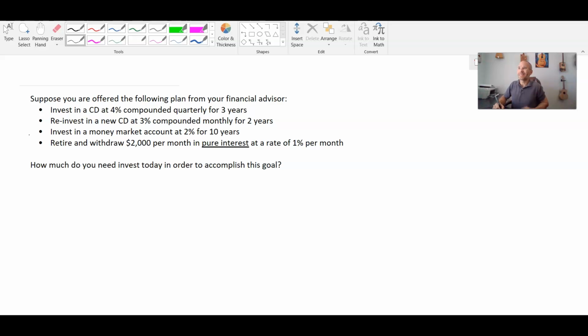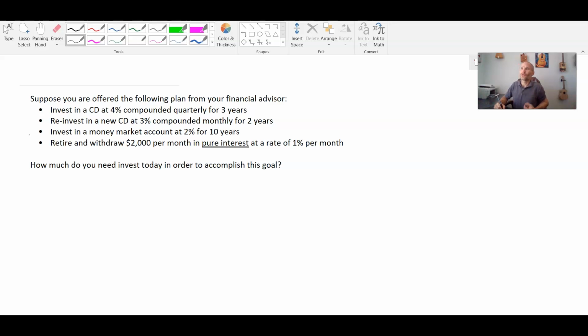After that time, he says, I think you're going to be able to reinvest in a new CD at 3% compounded monthly for a 2-year CD. We expect rates to be a little bit lower. And then we'll invest that money in a money market account after that point at 2% for 10 years. That'll be safe. Money market accounts are pretty stable for the most part.